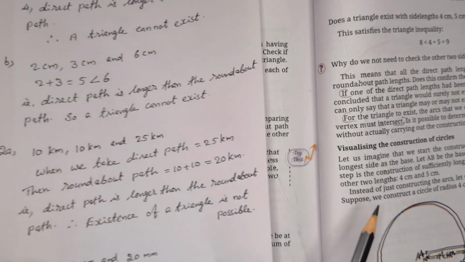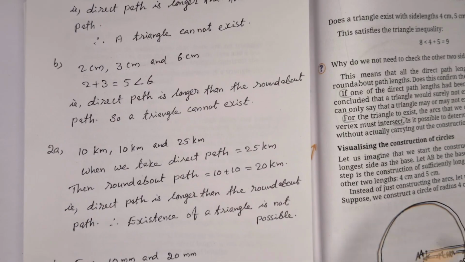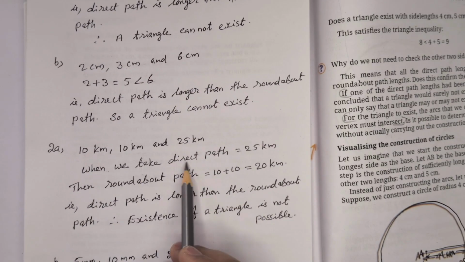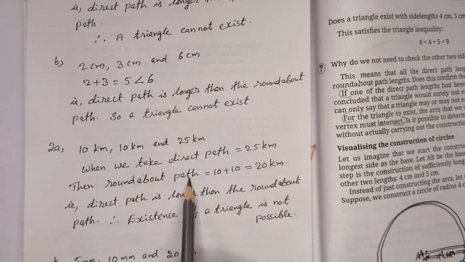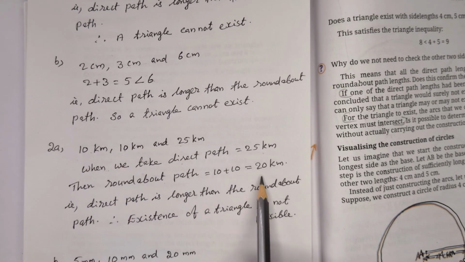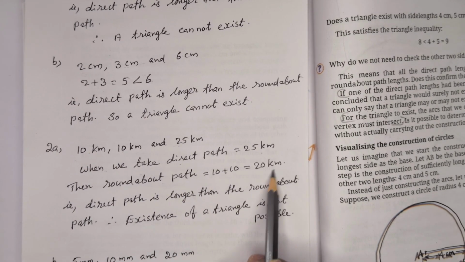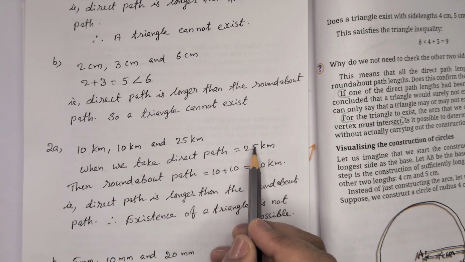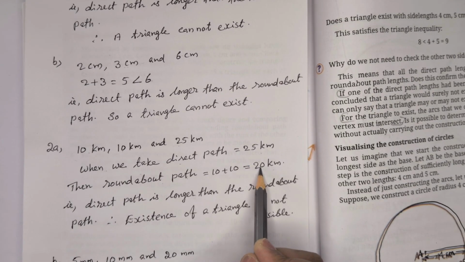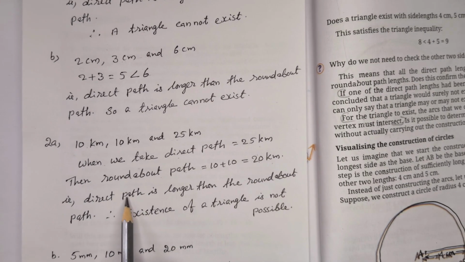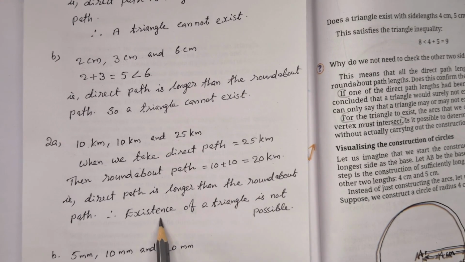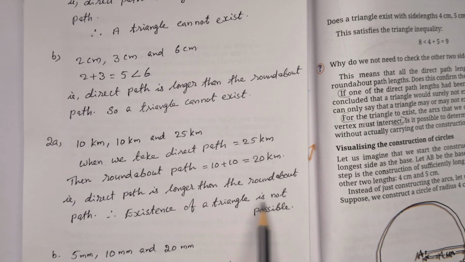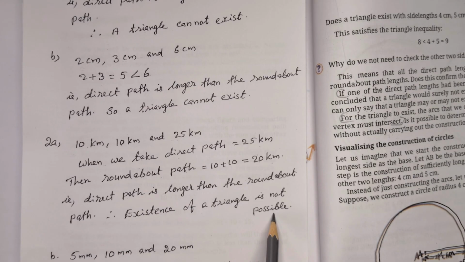So we can write in a sentence that when we take the direct path, that is 25 kilometer, the roundabout path is 10 plus 10, 20 kilometer. Here we can see the direct path is more than the roundabout path. The direct path is longer than the roundabout path. Therefore, the existence of the triangle is not possible.